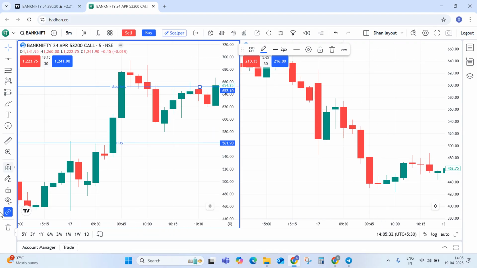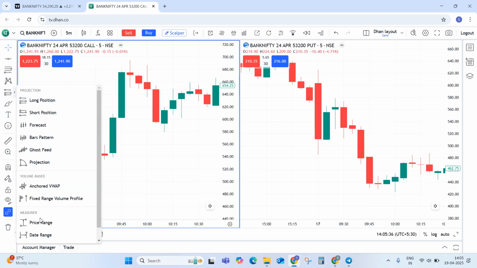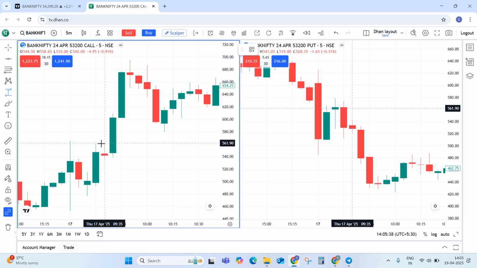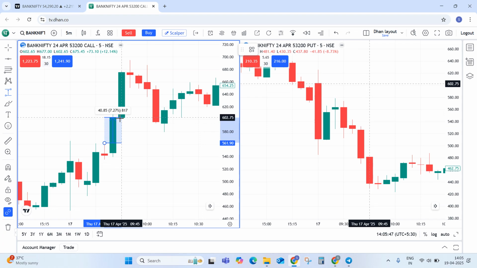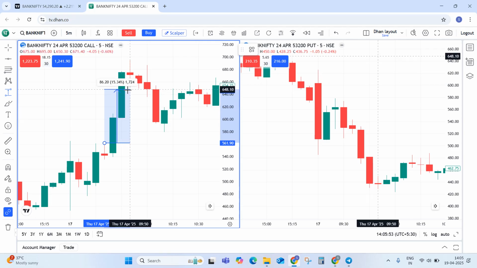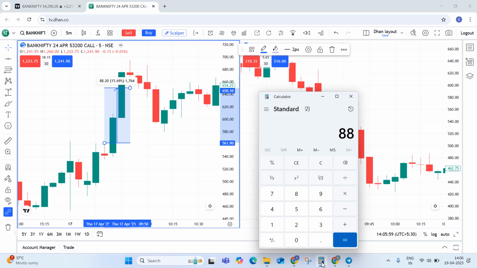We'll see how many points we captured here. I am taking a price range of 561.90 initially. This is my stop loss. After that I will drag this trailing stop loss to 40.85. After the 9:50 candle has closed, again this trailing stop loss has been dragged to 88. Friends, here I have earned 88 rupees in this single option.